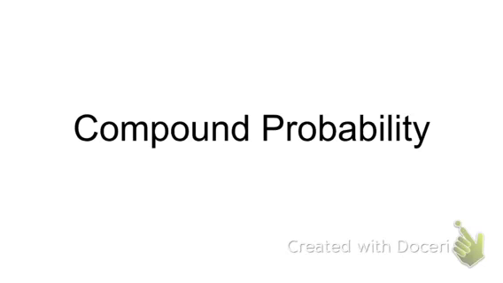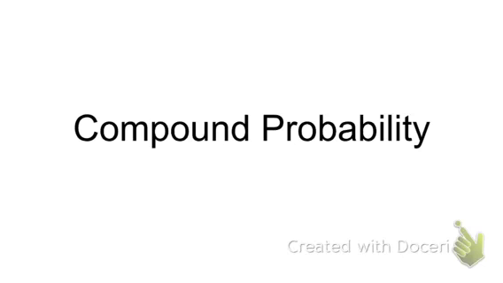Like, for example, when I assign homework, I should have 100% turn it in. But when I do the actual experiment of assigning the homework and seeing who turns it in, it's really like 50%. So now we are moving on to the next component of probability, which is compound probability.